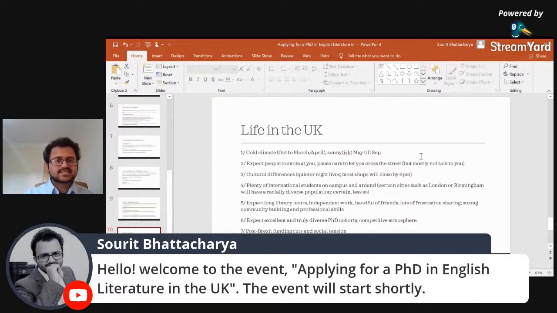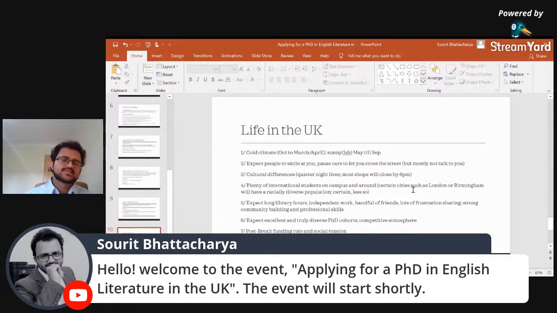And then expect an excellent and truly diverse PhD cohort. Something that I am always very happy about is that my PhD cohort had people from countries as far away as possible, which I could never have in my own country. You get to know so many different experiences. I think you become more patient as a listener, as a human being, and more tolerant. And of course, expect a competitive atmosphere, because everybody is excellent. Everybody is trying to make something new, something much more exciting.